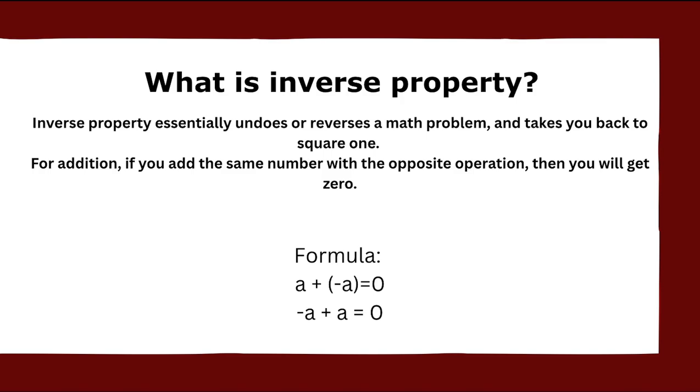Here's the formula if you want to see it visually. If I start with a positive value, then I'm going to plug in a negative value of that same value and I should get 0. Vice versa, if I start with a negative value and I replace it with the same number, just the opposite operation being done, which is addition essentially, then you will get 0. So now let's put this into practice.